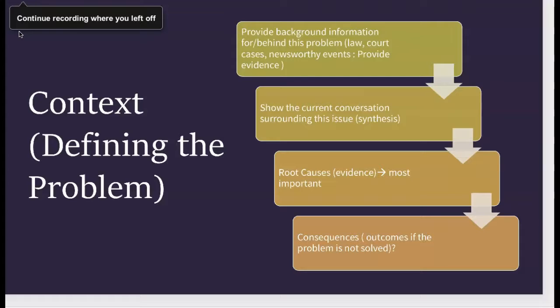And this is probably, I don't want to say the most important part of your essay, but you have to do this part. You have to define the problem and provide a context for your paper for your audience, because if you don't have this section, then there's really no basis for your solution.